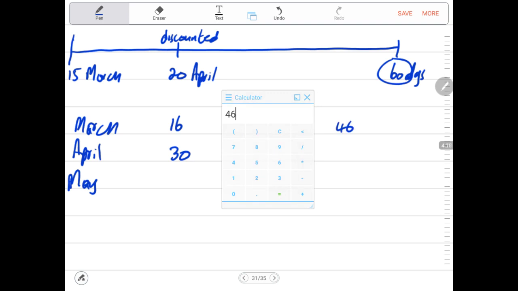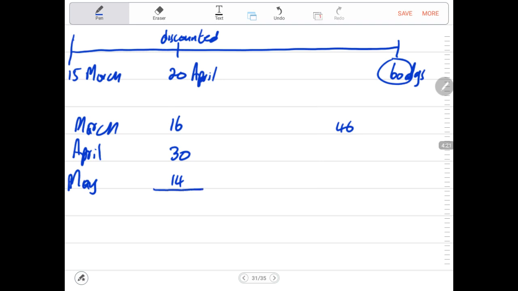So for May, we need to say 60 minus 46. That means it will be 14. So we only need 14 days in the month of May. Remember, these are the number of days in these given months. So if we say 16 days in March, 30 days in April, and 14 days in May, we see that the due date of this bill was the 14th of May. So we're very clear about the due date.